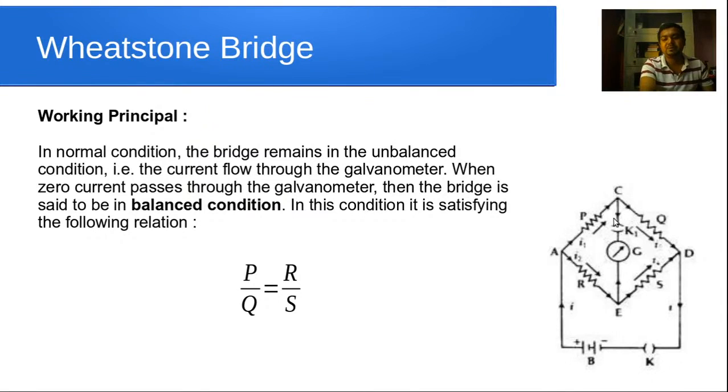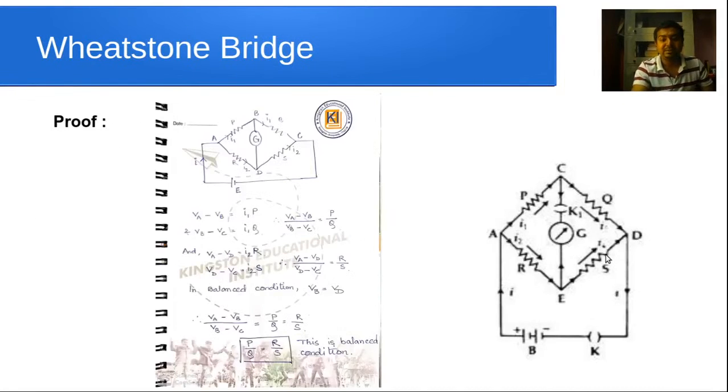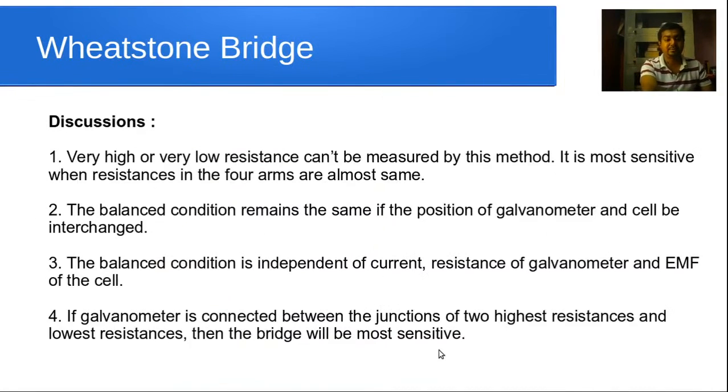So if the galvanometer is connected between the junction of the two highest resistances and the junction of the two lowest resistances, then this circuit works very accurately and is the most sensitive circuit. Okay, so the galvanometer connected between those junctions makes the bridge most sensitive.